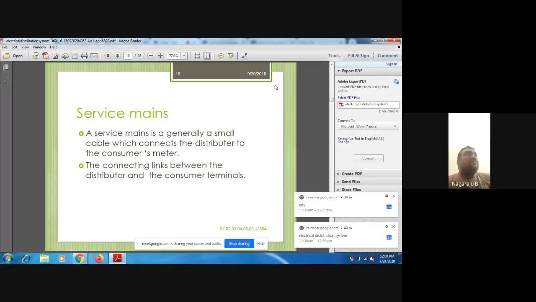As well as service lines. Distributor is over, feeder is over, as well as service mains. This is about the service mains.